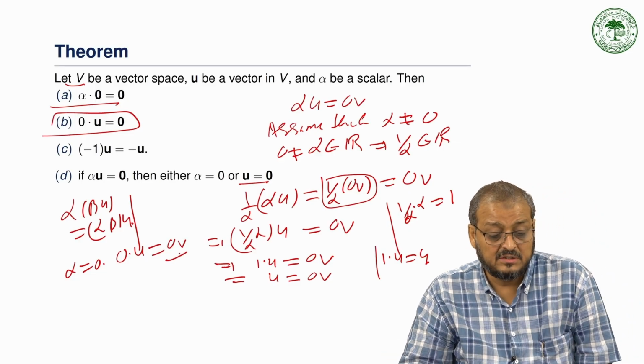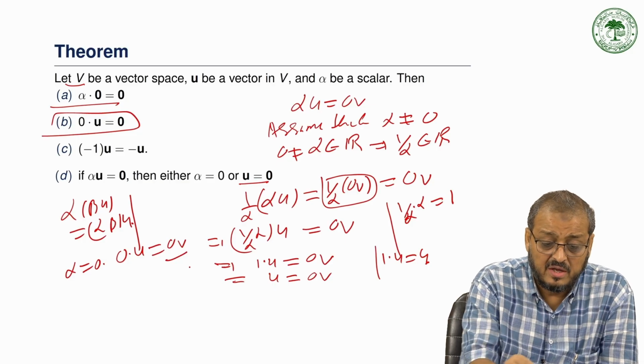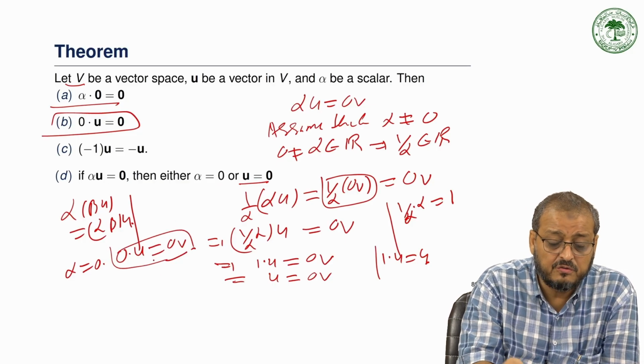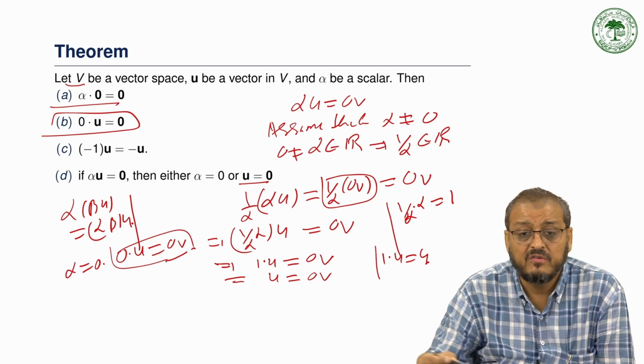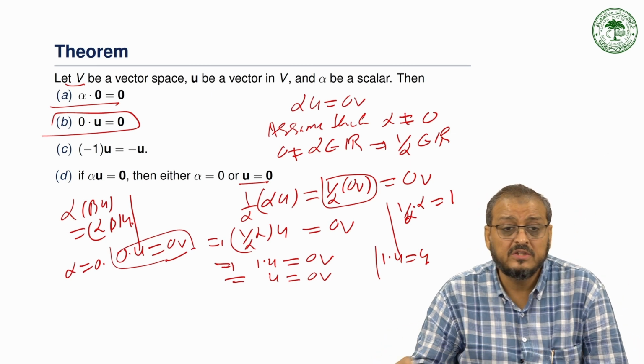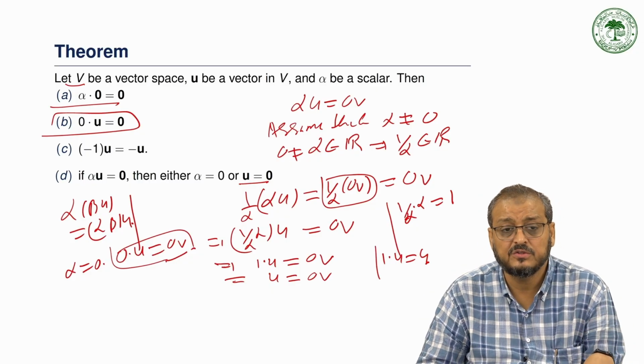So in this case, alpha is equal to 0, and this is equal to 0 of V. So this means it is 0 of V. This is the trivial case. So this is another way to prove it in this form. This completes the proof of this theorem. We have proved this theorem clearly.